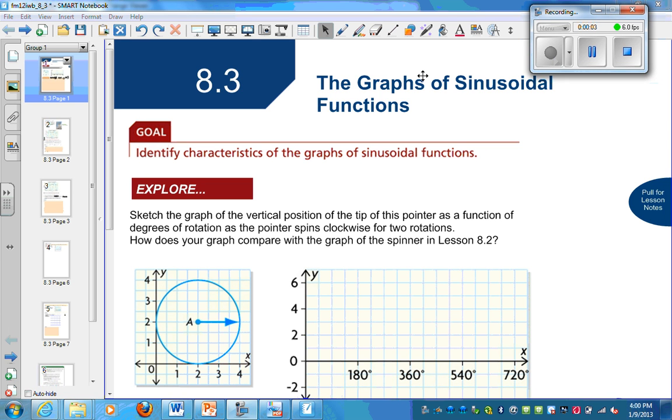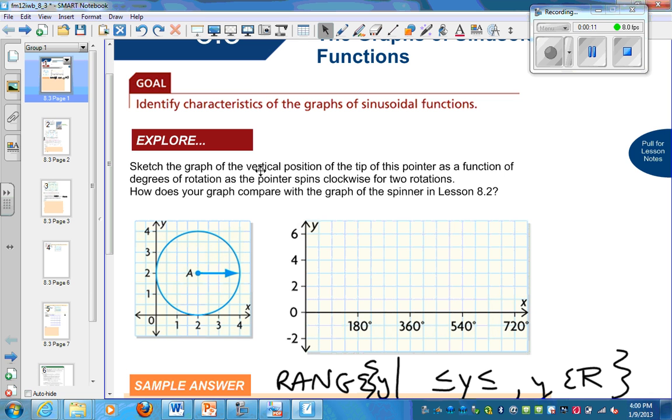Section 8.3, the graphs of sinusoidal functions. So we're going to look at the graphs of these repeating functions and see what they look like. In this one, we're going to graph the vertical position of this pointer as a function of the degrees of rotation as we spin it clockwise twice.